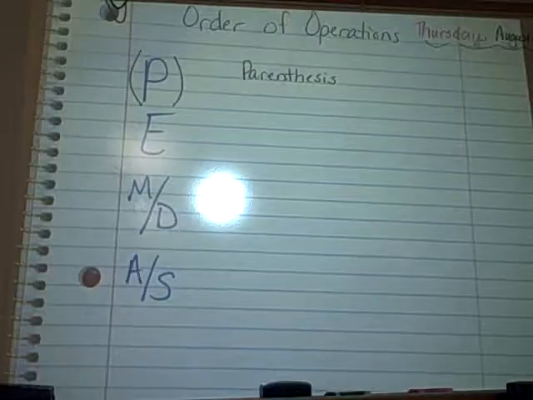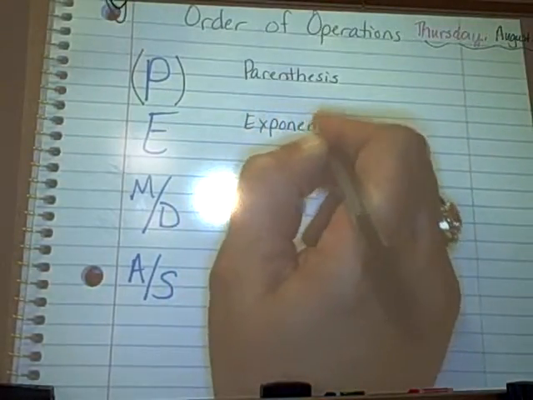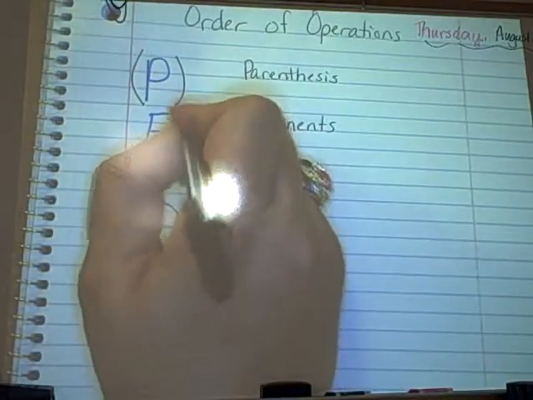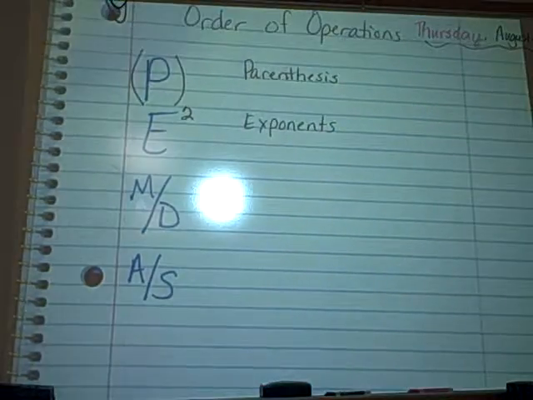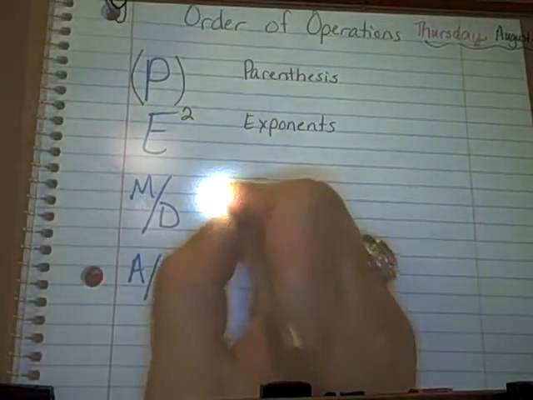What's E stand for? Exponents. Then multiply, divide, and add, subtract. That's right. Okay, so we're going to put a squared up there beside the E for exponents, because it's squared. I don't have a special little symbol for the last two, but that's okay. The M and the D go together. That's multiply and divide.